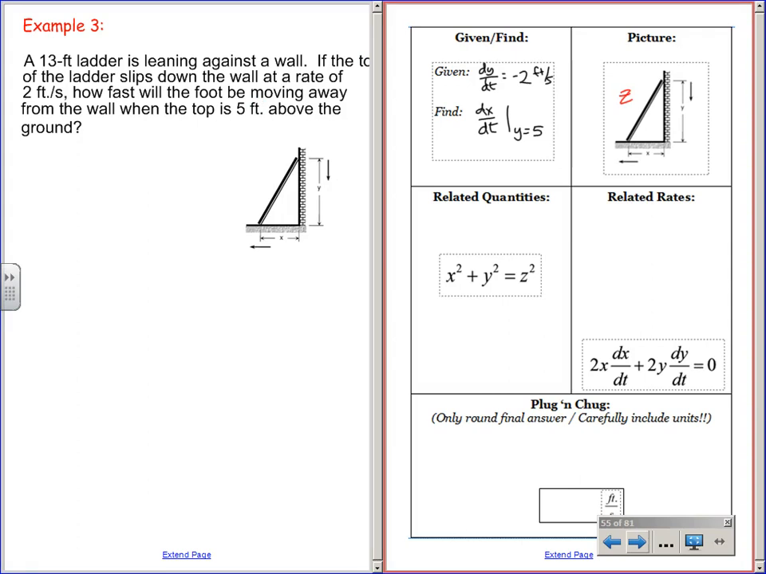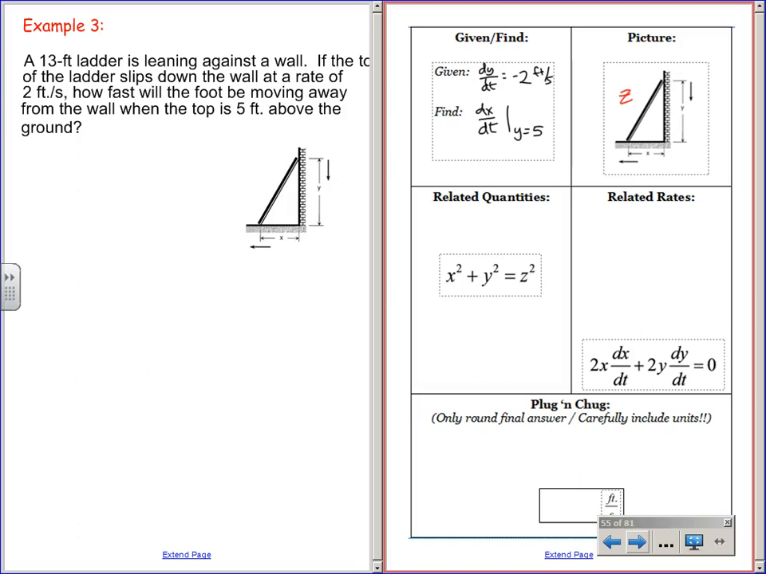Why is dy dt negative? Decreasing. Good. The ladder's slipping down the wall. Y is decreasing. So when it says down, I need to connect a negative. How fast will the foot be moving away from the wall? You get to label who's who. Go ahead and use him in your differentials over here. So down the wall, well, that's y changing. Okay, dy dt. Decreasing, negative. How fast? Slipping out. That's x.